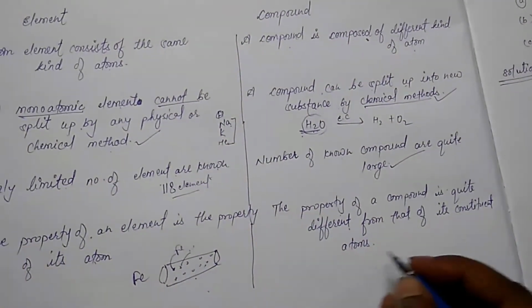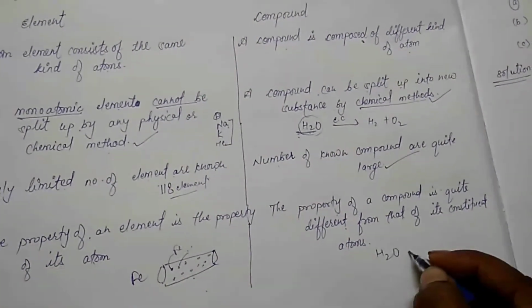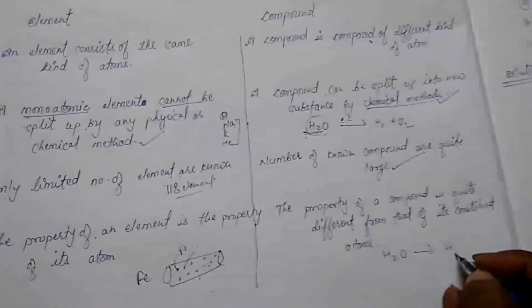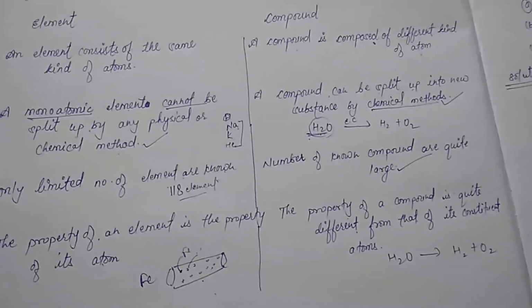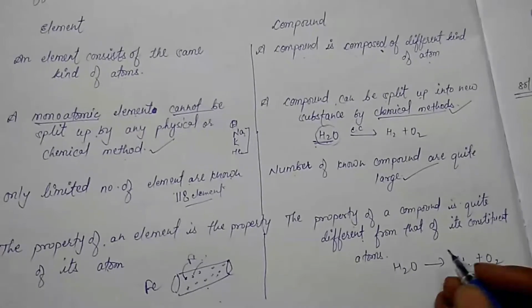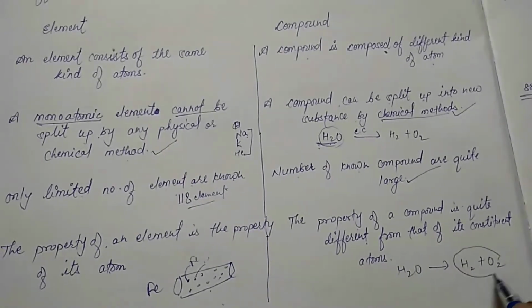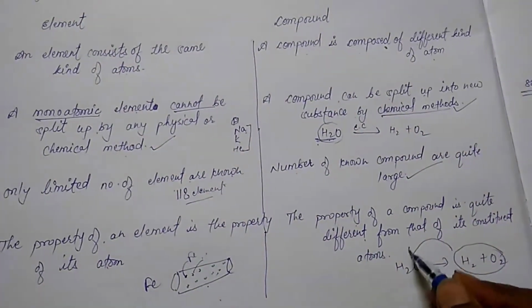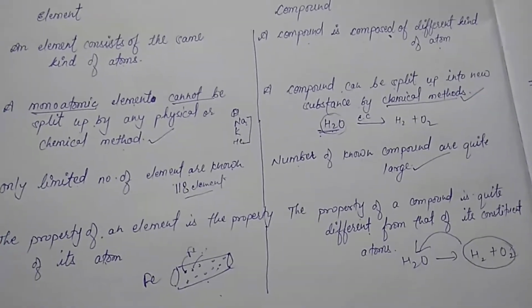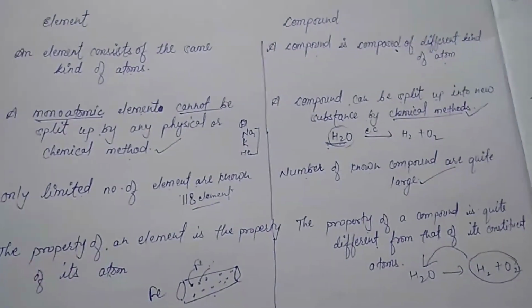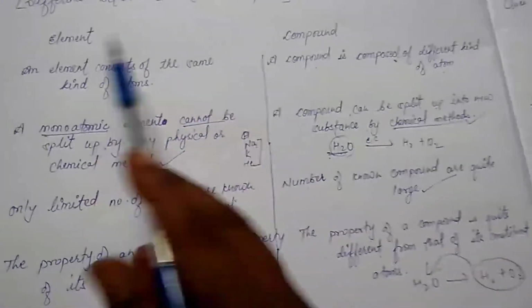And in a compound, the property of the compound is quite different from that of its constituent elements. For example, water is the combination of hydrogen and oxygen, but hydrogen and oxygen are totally different from water. Clear children? Now these are the differences between element and compound.